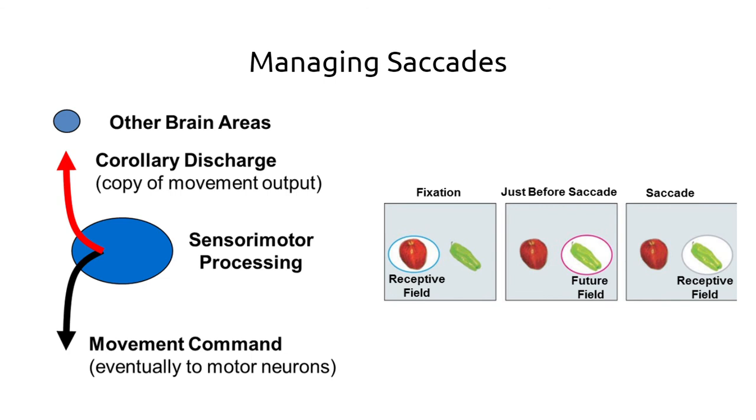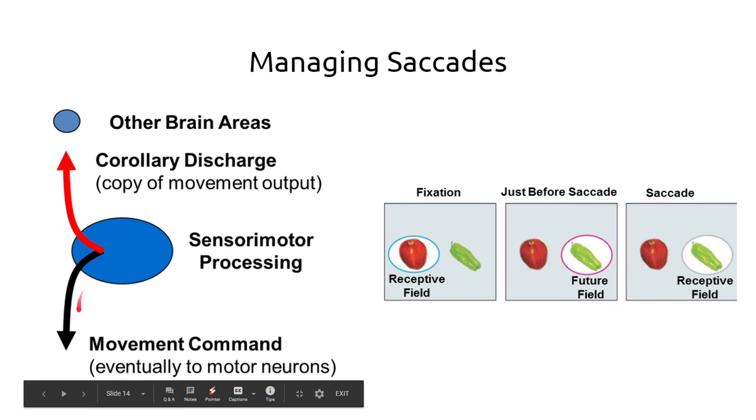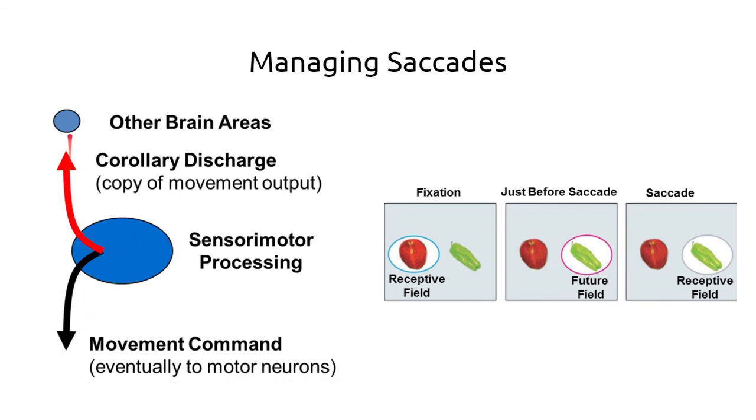So you do tend to find this nifty thing where even in the sensory motor areas that are generating the movement command that's eventually going to go down to the motors, they also send a signal back to the visual system. Basically, it seems to be to try to help the visual system compensate for this change that's about to happen.